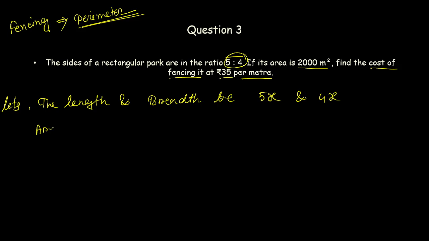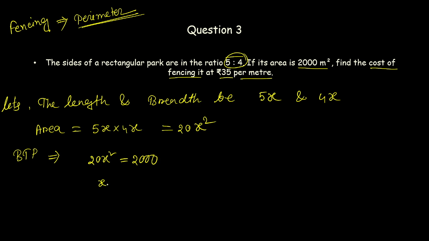Therefore, area will be 5x into 4x, that is 20x square, right? So by the problem, the area is given, so 20x square is equal to 2000. So x square is equal to 2000 divided by 20, that is 100. x square equals 100. Now x equals under root 100.